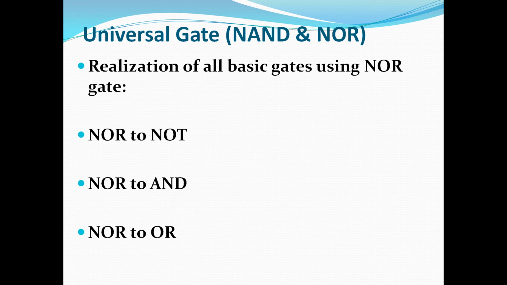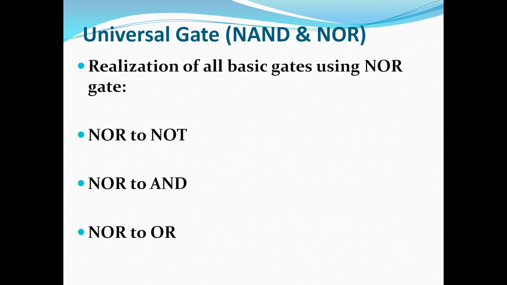Next is realization of all the basic gates using the NOR gate. We are going to implement all the basic gates by only using the NOR gate. We are not using any other gates. Only using the NOR gate, we are going to implement the NOT gate first, then the AND gate, then the OR gate. NOT, AND and OR are known as basic gates.